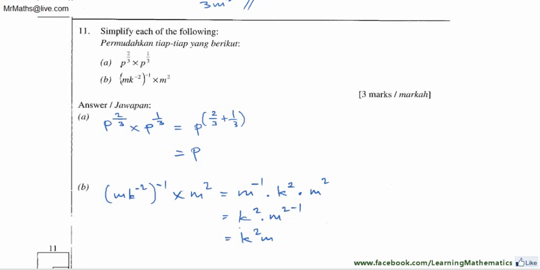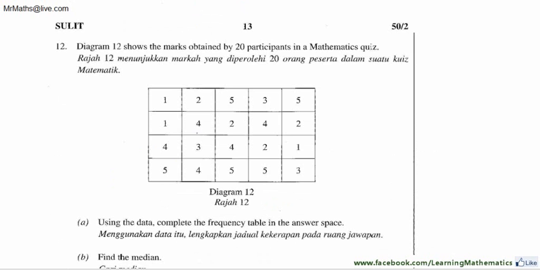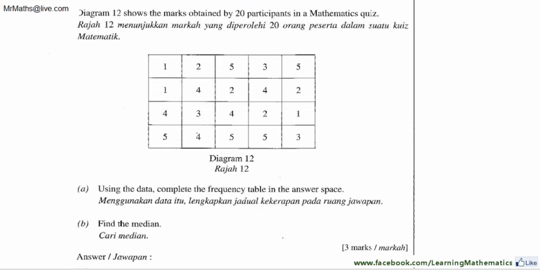Right, 3 marks. Number 12. Diagram 12 shows the marks obtained by 20 participants in a mathematics quiz. Okay, so we just scattered marks there. Using the data, complete the frequency table in the answer space. Find the median.